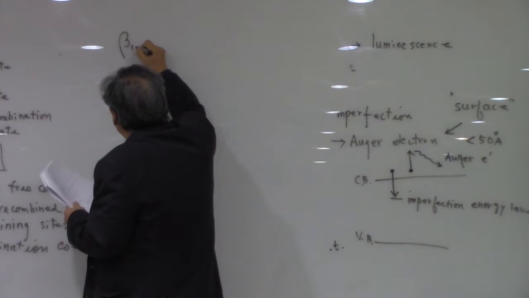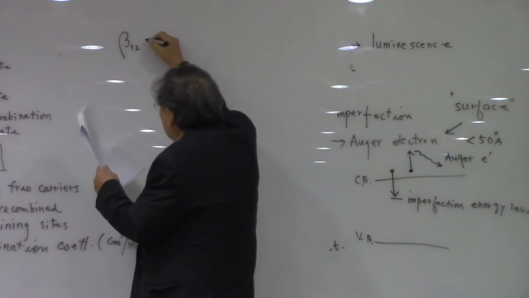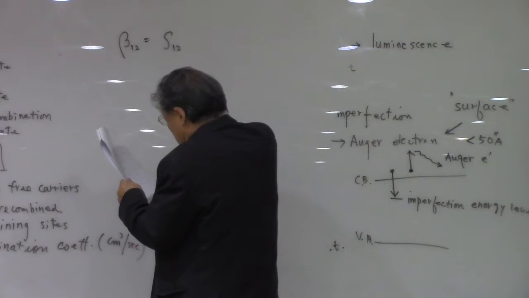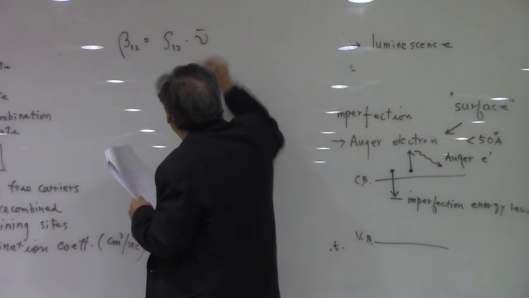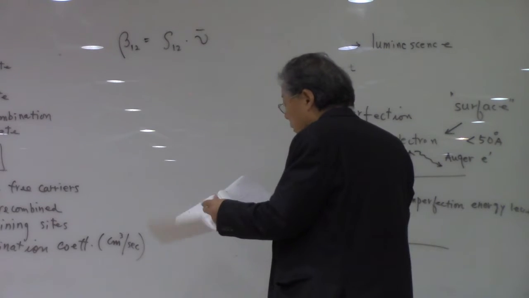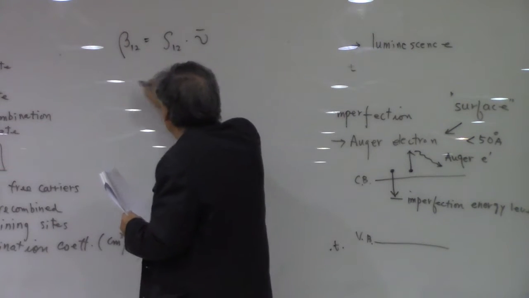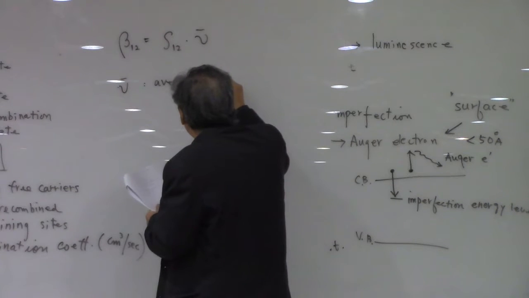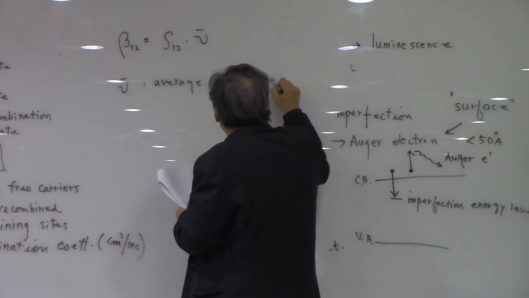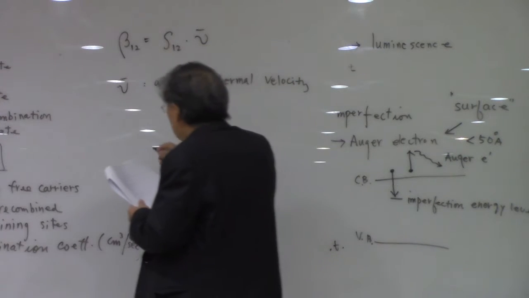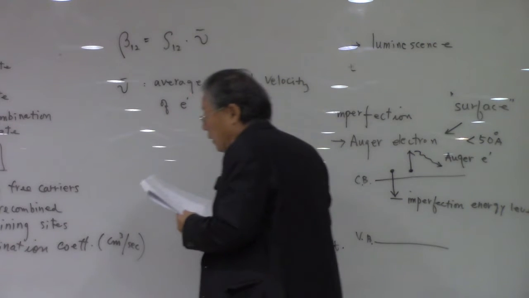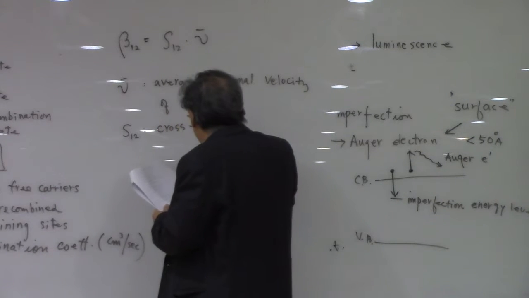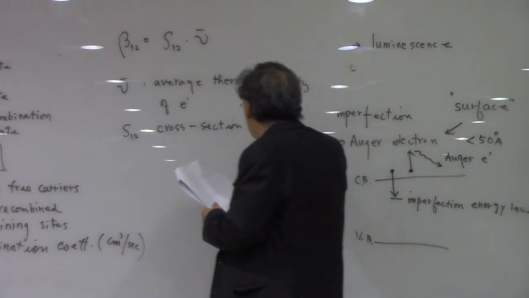And this recombination coefficient is the recombination cross-section multiplied by the thermal velocity of electrons. This is the average thermal velocity of electrons. And S12 is a cross section for capture.